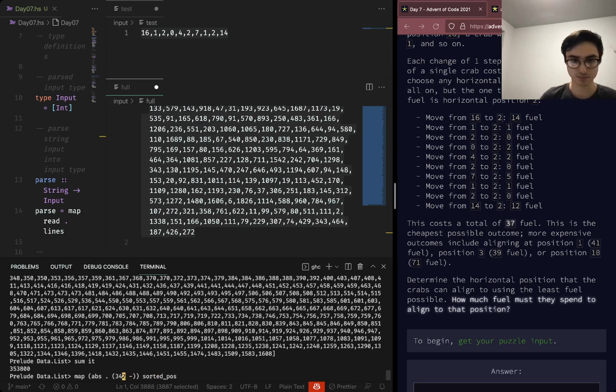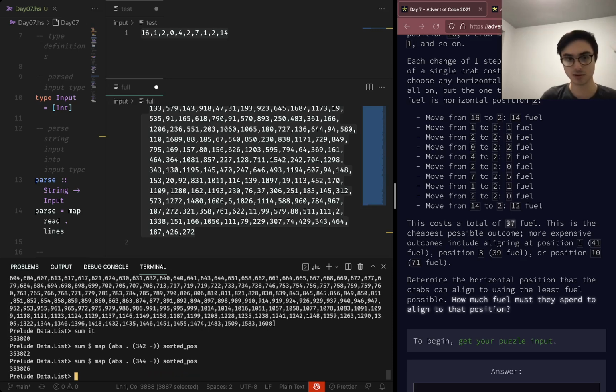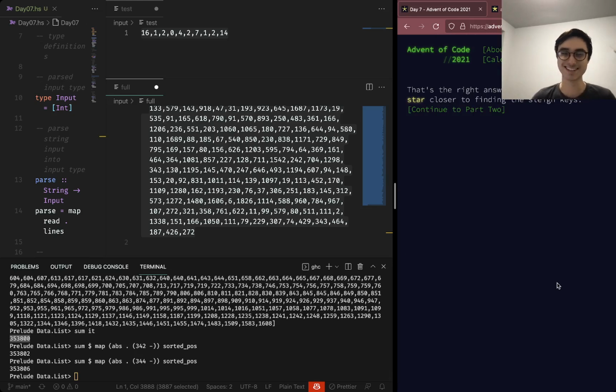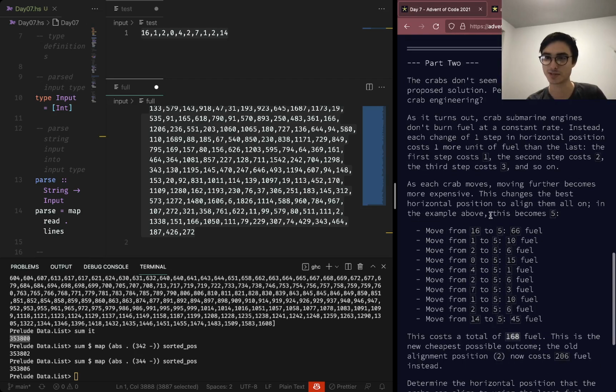342. That goes up. And 344 also went up. So let's try it. I think this would be the amount of fuel. That was right. So it was the median position, and we just got that. That was cool. I didn't actually write any code, so we'll probably go back and write some code.